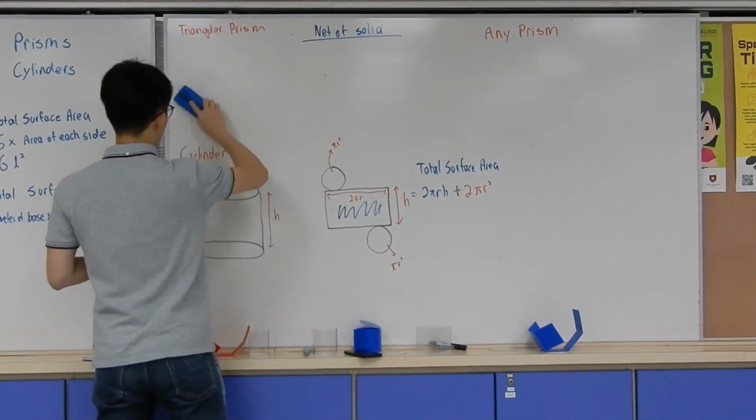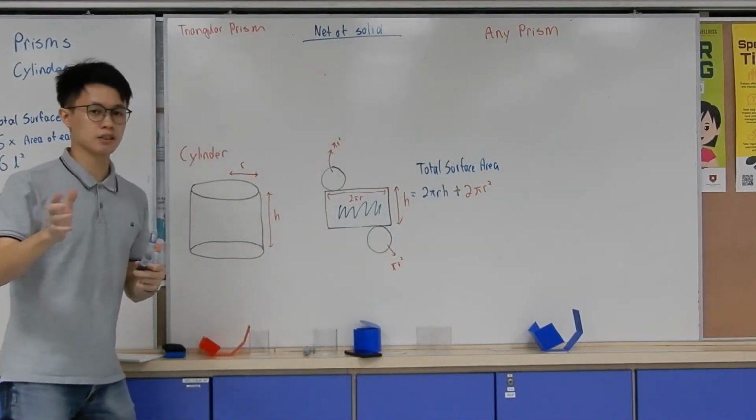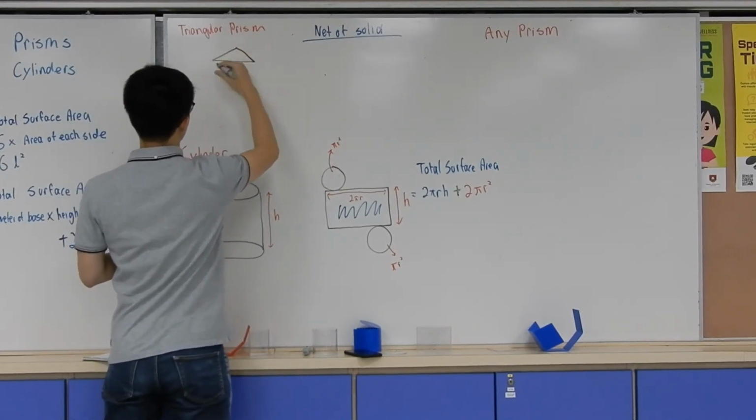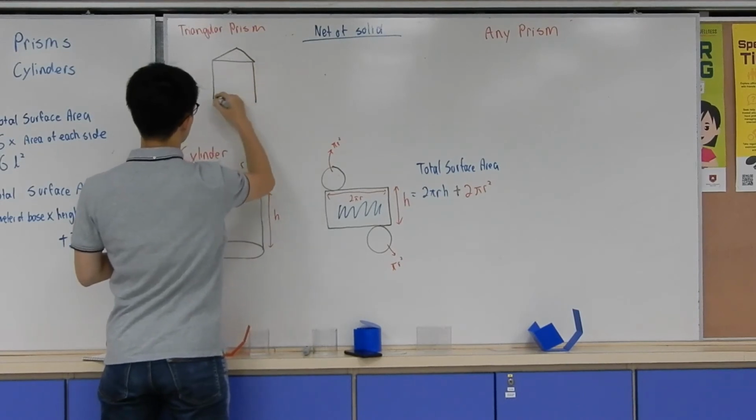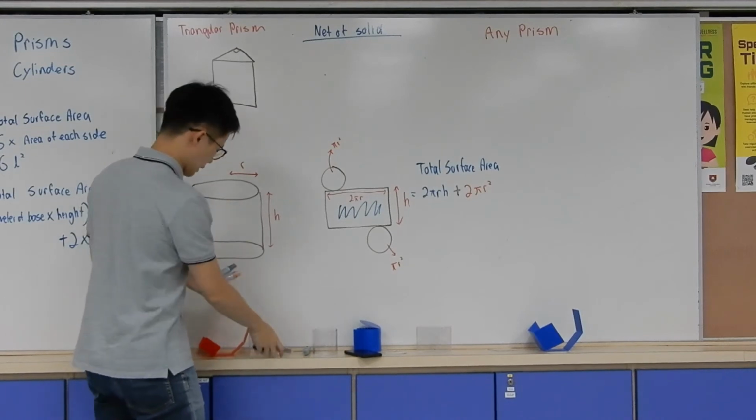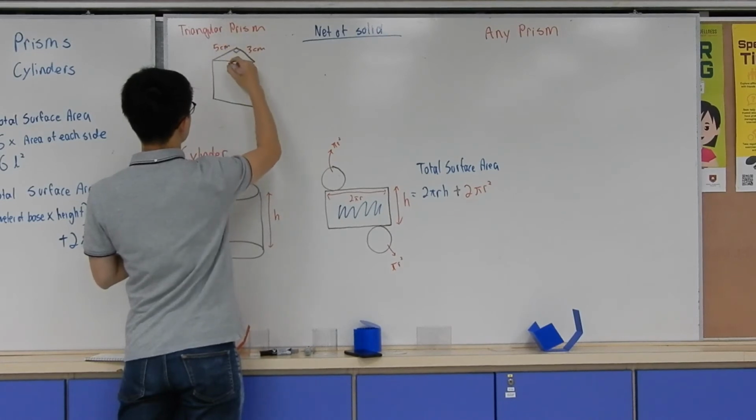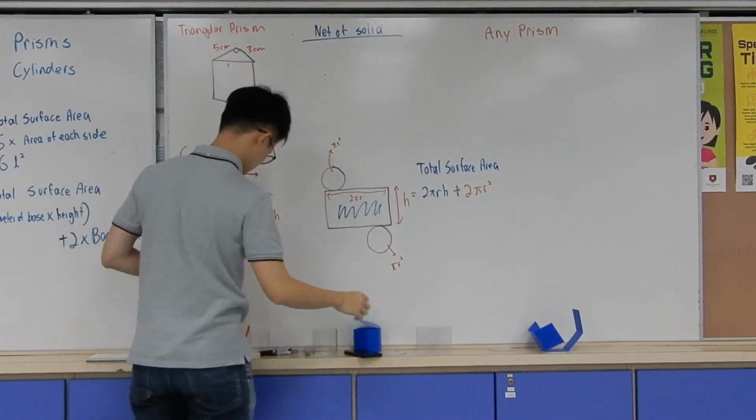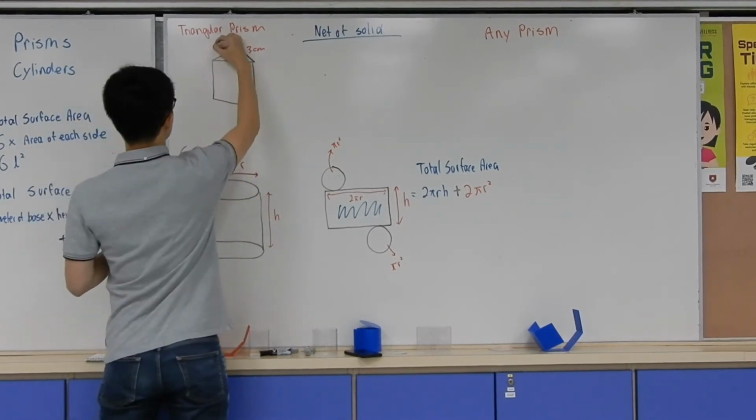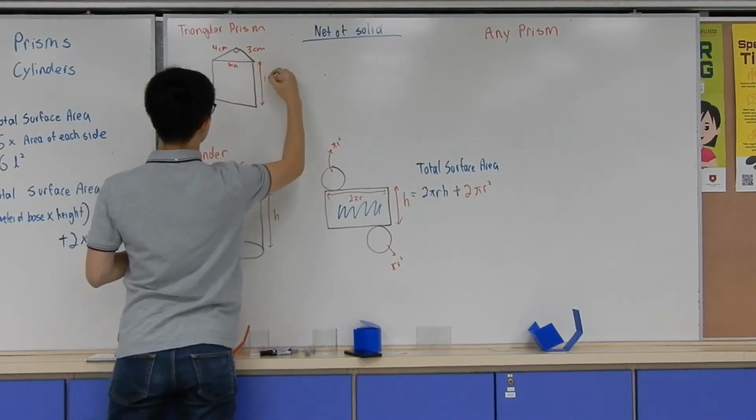Now let's move on to prism. Of course there's a triangular prism here. I'm going to redraw it actually. I'm going to make the triangle the base. So let's say this is my triangular prism here. I have a right angle, and then this will be 3 cm, this will be 4 cm, and this is 5 cm, and the height here I let it be 10 cm.